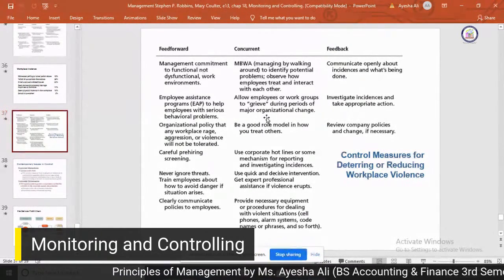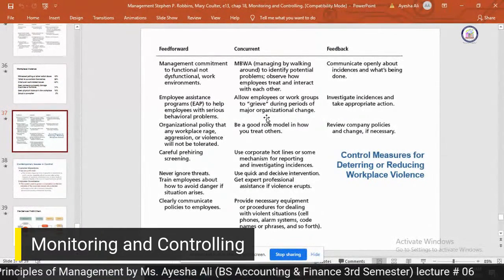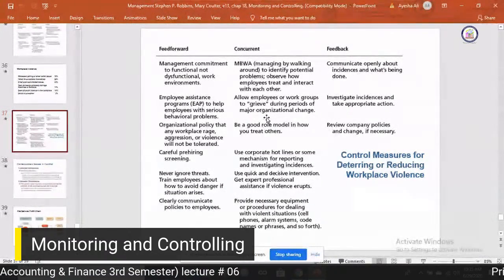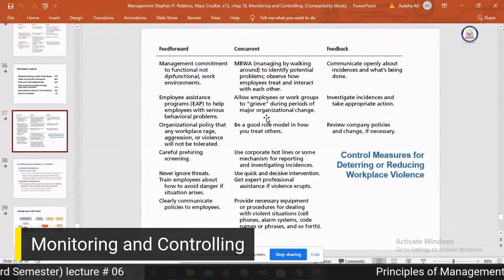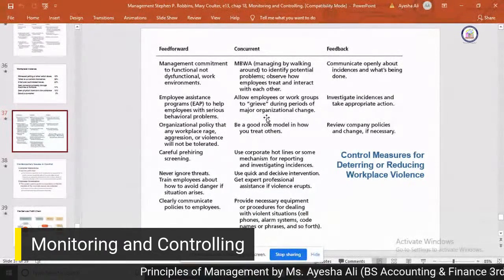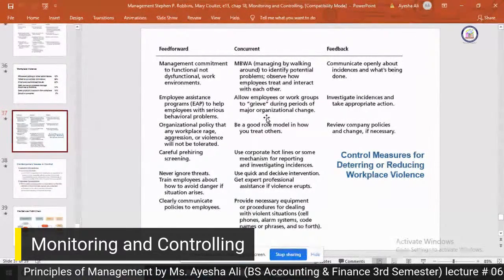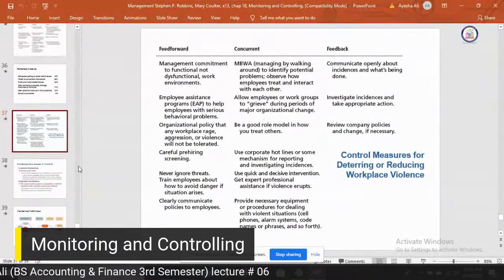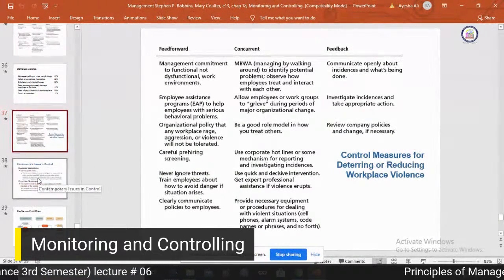We can also use tools, like providing necessary equipment or procedures for dealing with violent situations, for example, cell phones, alarm systems, code name phrases, and so forth. So, these are some security measures we can use to prevent violence in the organization.